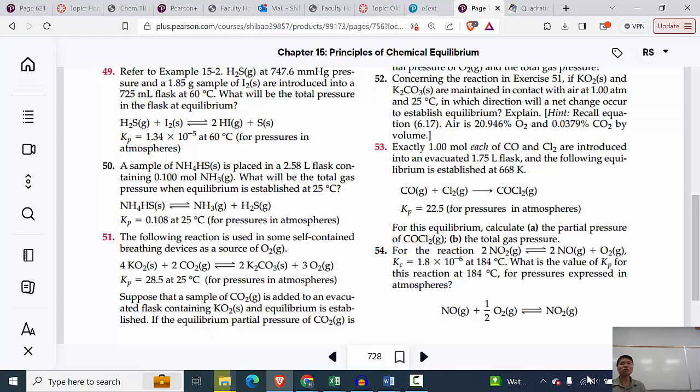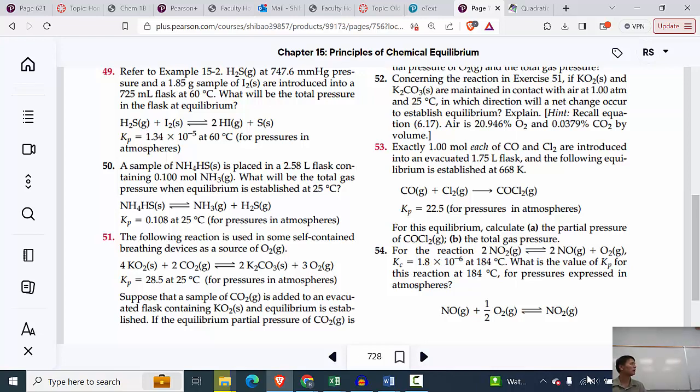And that adds one more equation to all the equations that we have. Sometimes we have a system of equations where we have to use the total pressure in order to figure out some of the partial pressures. If we look at this one, we have 747.6 millimeters of mercury pressure, and 1.85 grams of iodine are introduced in the flask. What will the total pressure in the flask be? So we calculate equilibrium pressures and then sum the amounts.